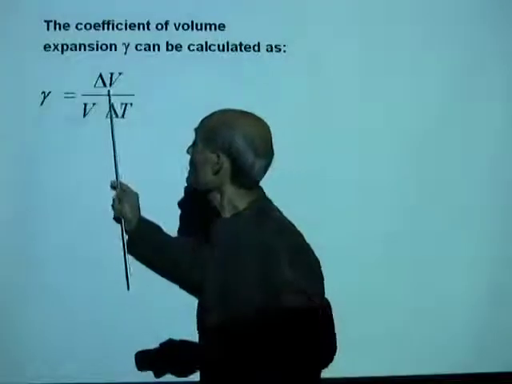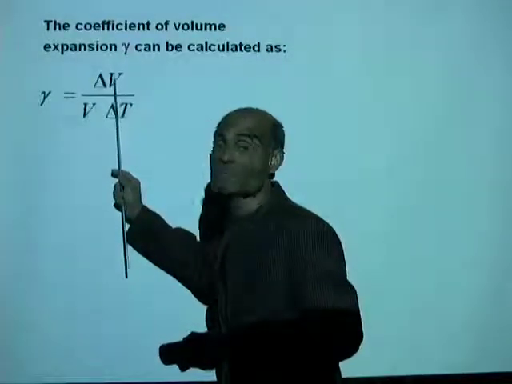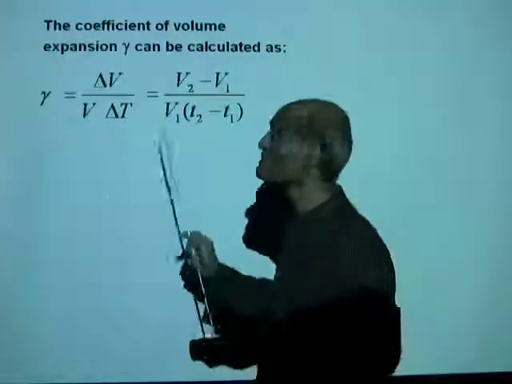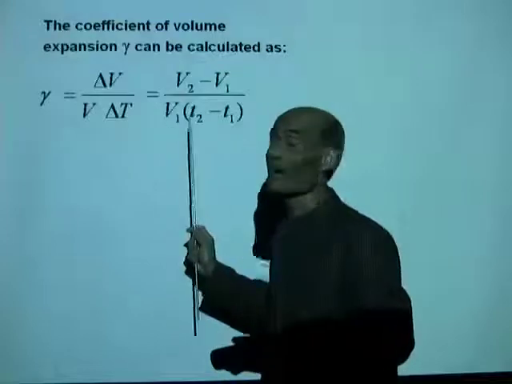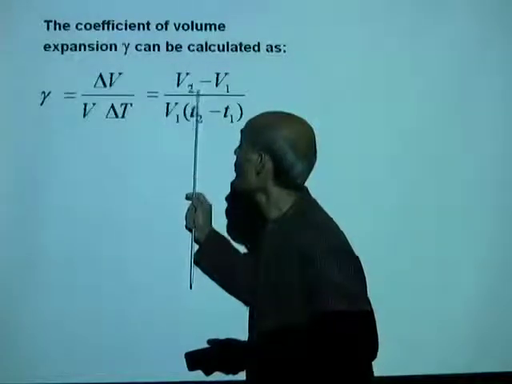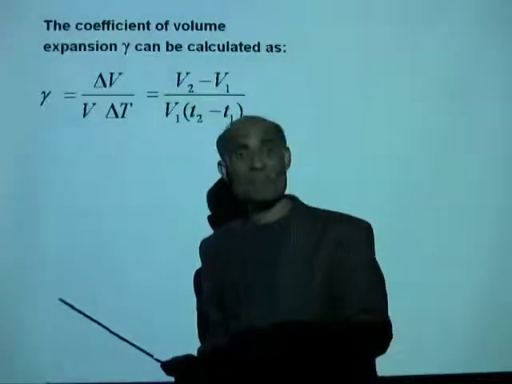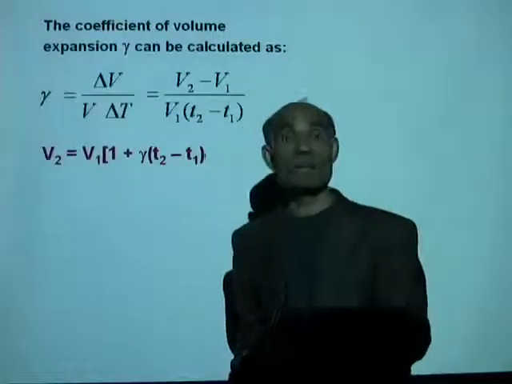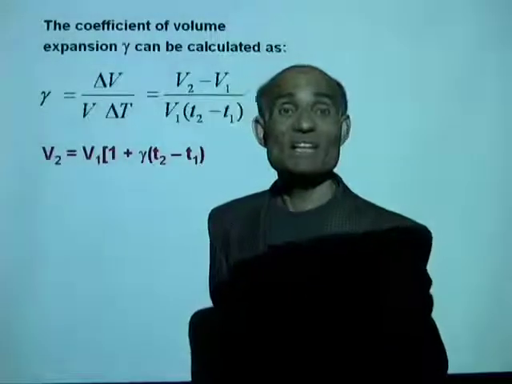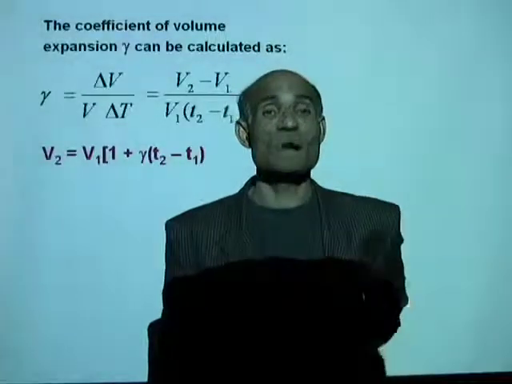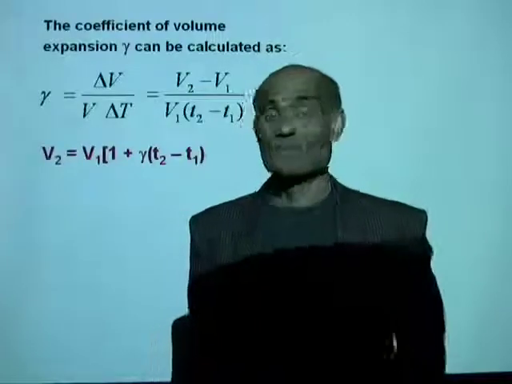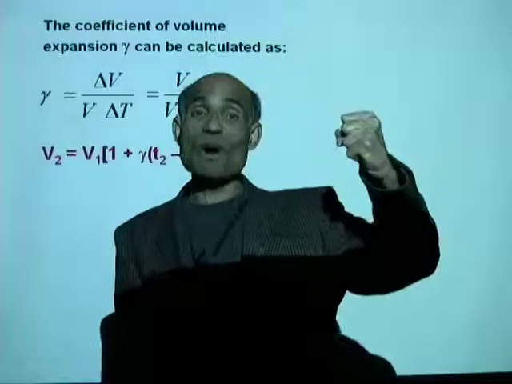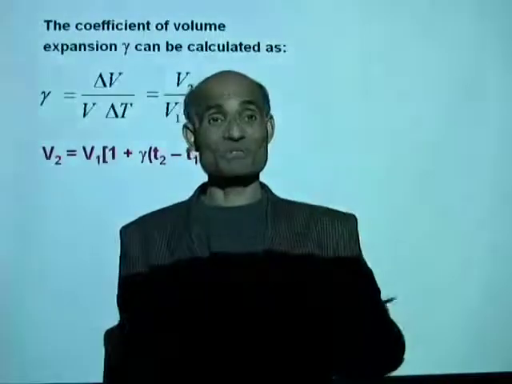Alright, rewrite this. Delta V is V2 minus V1 and delta T is T2 minus T1. And therefore, if you solve for V2, what will that be? V2 will be equal to V1 times 1 plus gamma times T2 minus T1. And that way we will be able to measure the volume of an object at a higher temperature.